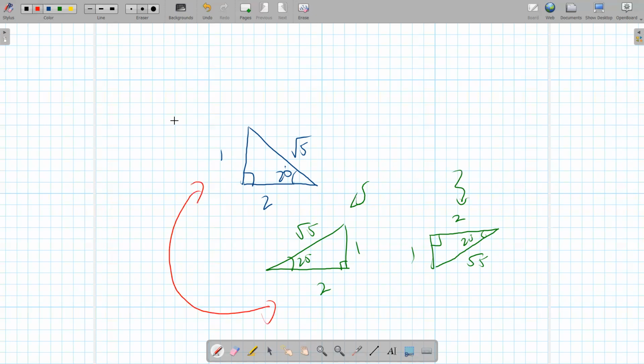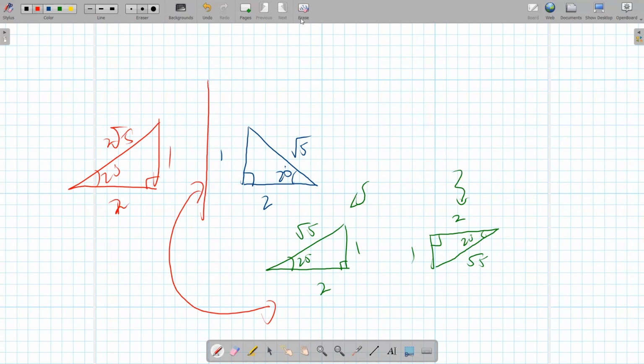I just flipped it. Like I just put a mirror here and I got this, right? 1, 2, 1 root 5, sorry, 2 root 5 and 1. Yeah, I just put a mirror in the middle. That means it's just a different orientation, but the sizes are the same, right? The side lengths are the same. So all three of these triangles are congruent.